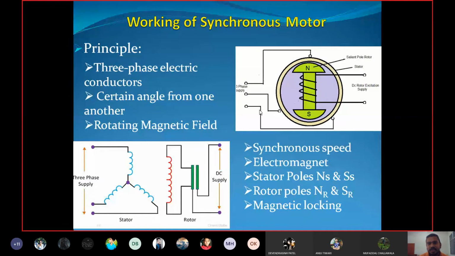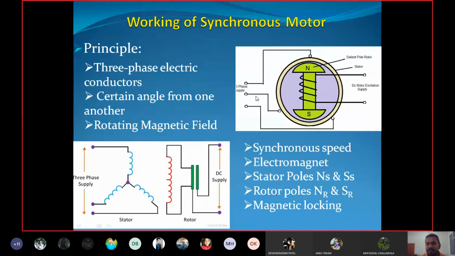Now in this figure, the previous figure, what happens? Here this is the stator winding, here is also stator winding. We are giving three-phase supply to the stator winding, so the rotating magnetic field is produced. In other words, when three-phase supply is given to the stator winding, stator poles are produced. That means this is the north pole of stator and this is the south pole of stator.